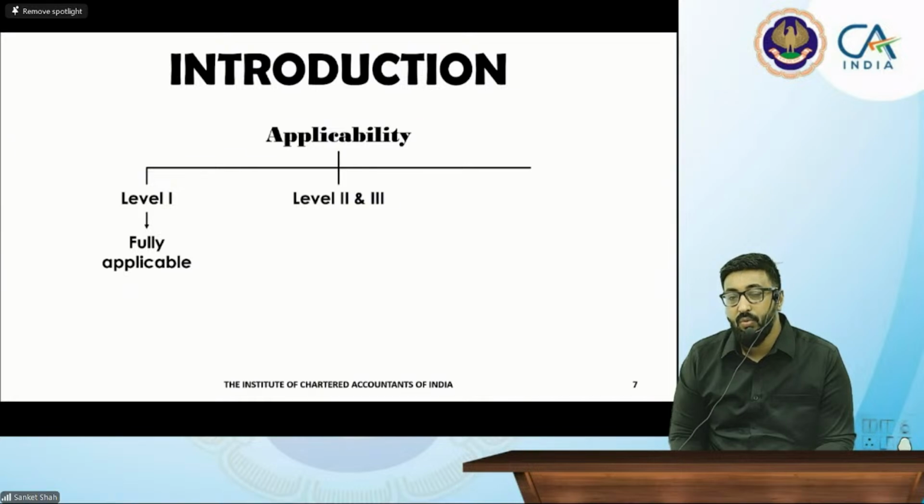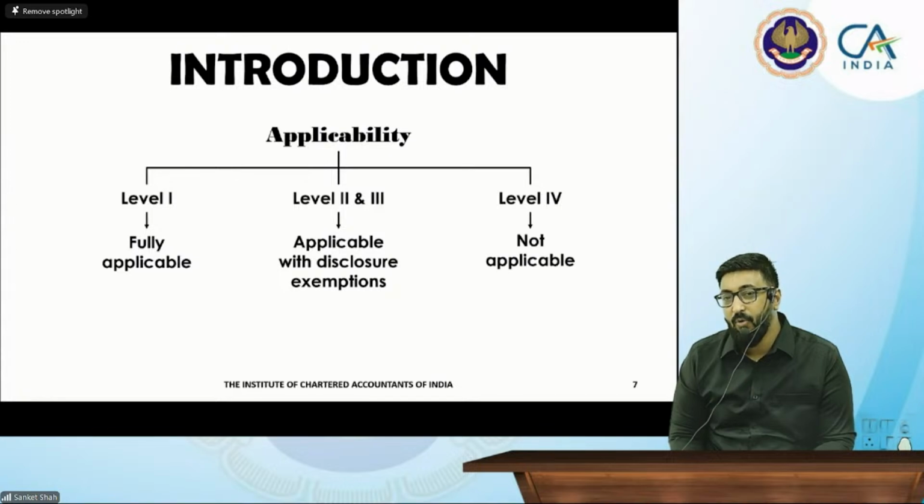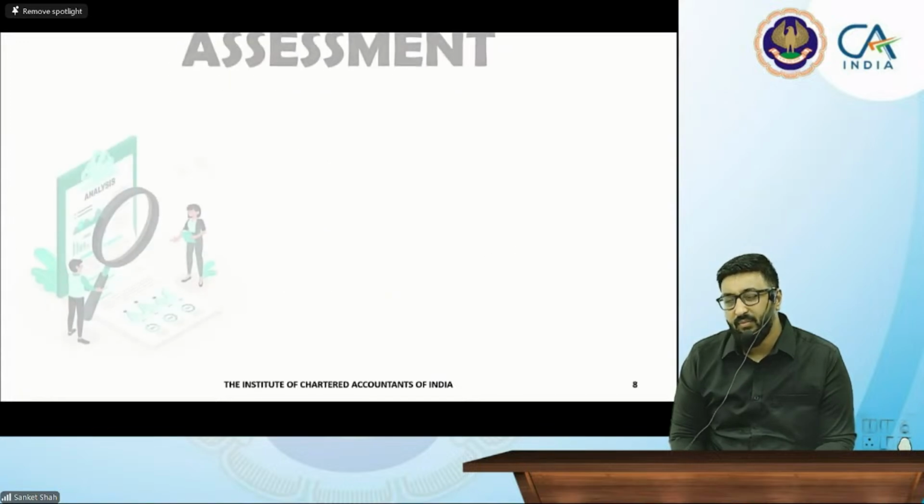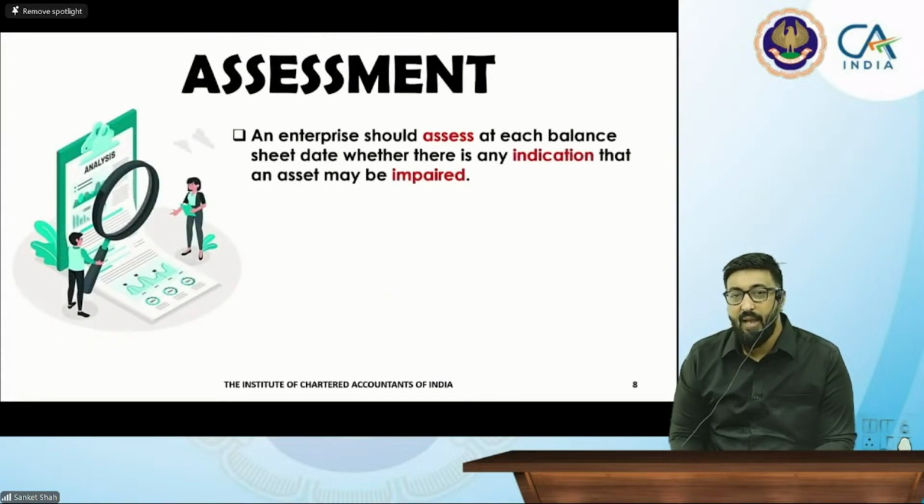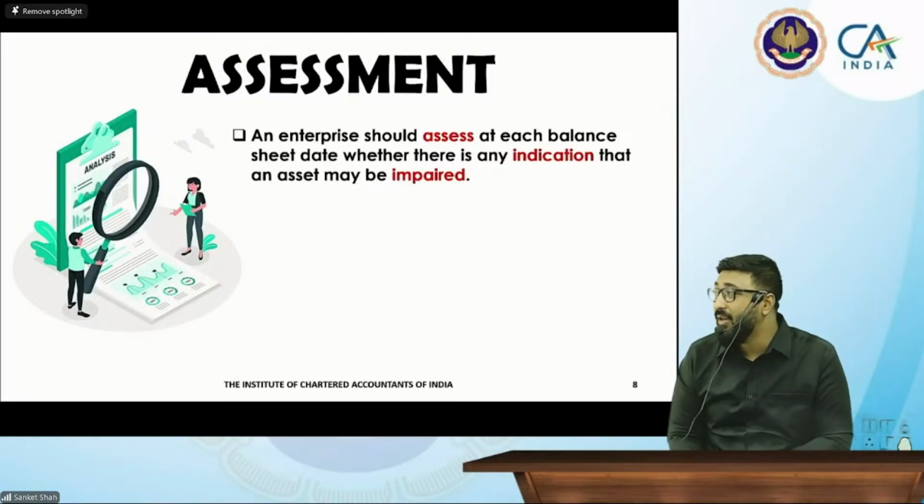Levels 2 and 3, applicable with disclosure exemptions. And level 4, not applicable. Assessment. When you have to do this assessment means calculation. In simple language, it is calculation. When will you do this?